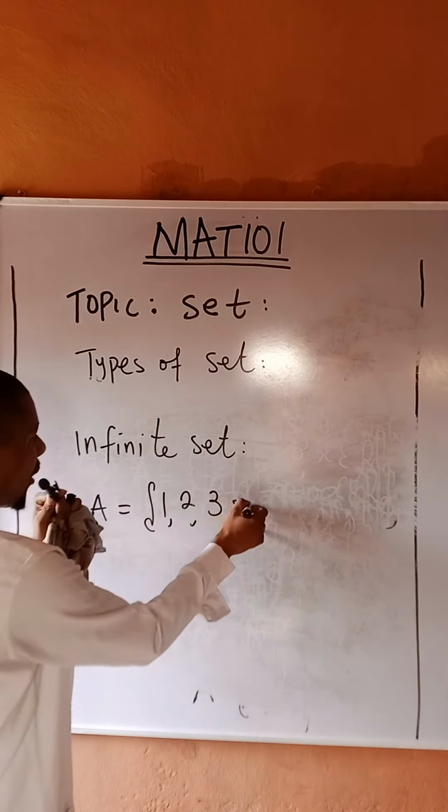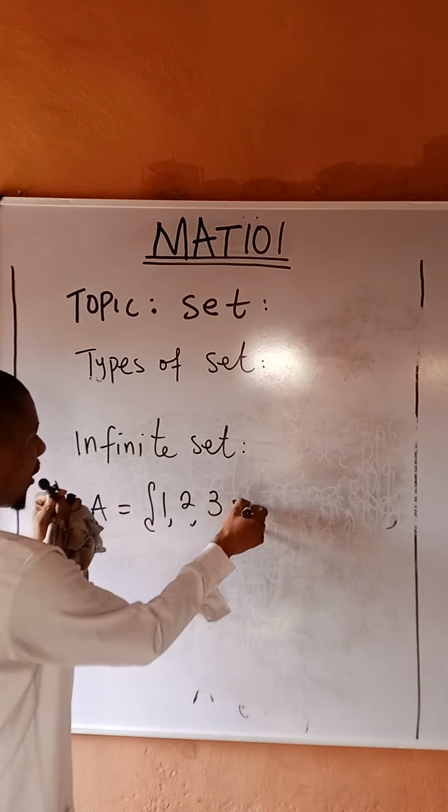Even if you have that A is a set of x such that x is an element of the real numbers, yes, this is also infinite because you cannot count it. Okay? So you must be up and doing. Another very important topic in this revision class is what we call equality of sets.